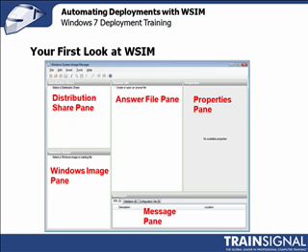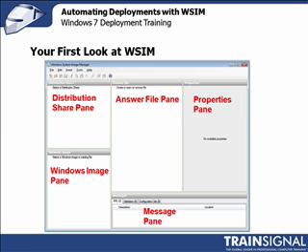For your first look at WSIM, let's start in the top left corner under Select a Distribution Share. This is your distribution share pane where all of your deployment files and folders will be stored. Then, if we move on over to the middle, we have the answer file pane. This is where our answer file will be when we create a new one. To the right of that is the properties pane, where we'll configure all the properties of our answer file. And at the bottom is the message pane. The message pane is where we'll get information about validating this answer file to make sure it's going to work before we actually try it out.